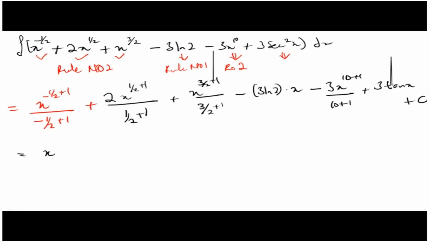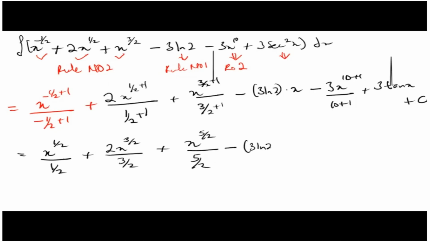x raised to the power. If you do this, this should give you what? Half over half plus 1, 2x raised to the power, this should be 3 over 2 over 3 over 2. Then plus, this should give me x raised to the power 5 over 2 over 5 over 2. This one is still 3 ln 2x. Then here is 3x raised to the power 11 over 11.